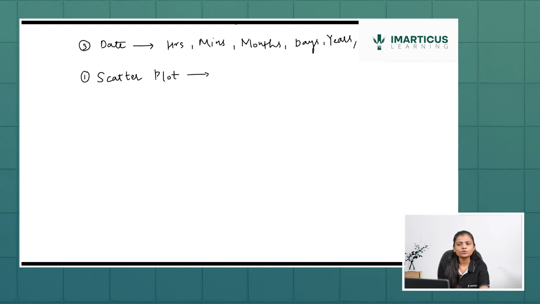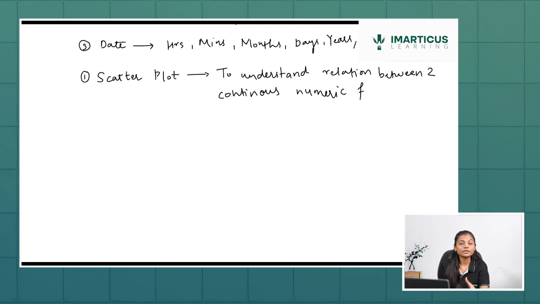So, to understand the relation between two, because this relation would be understood on the basis of x and on the basis of y. So, two continuous numeric features. Now, what is the meaning of that? So, we have something called continuous numeric features. Over a period of time, continuity is there, which means a continuous numeric feature has a very long range of data. It's numeric data itself, but it has a long range of values.